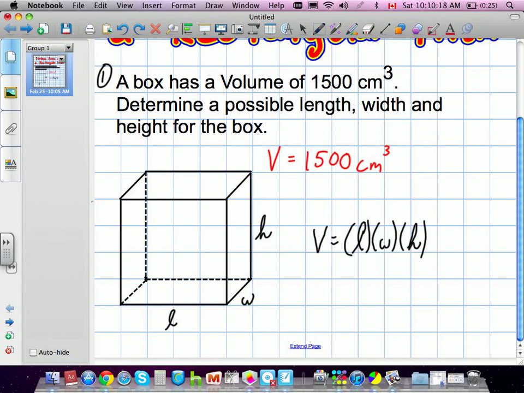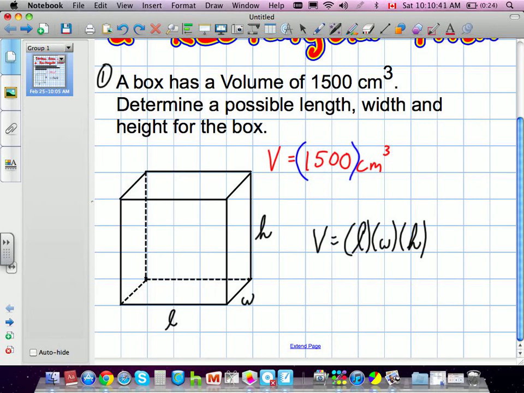But they're just asking for any possible three sides. So in other words, what they're saying is we need to find three numbers that are going to multiply into this. So we have to find multiples of this. That's what they're asking us for. So let's come up with one number. What number do you think divides into 1,500?